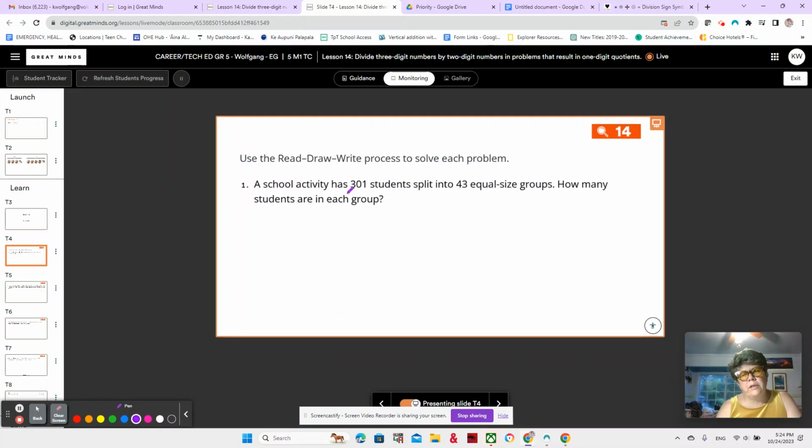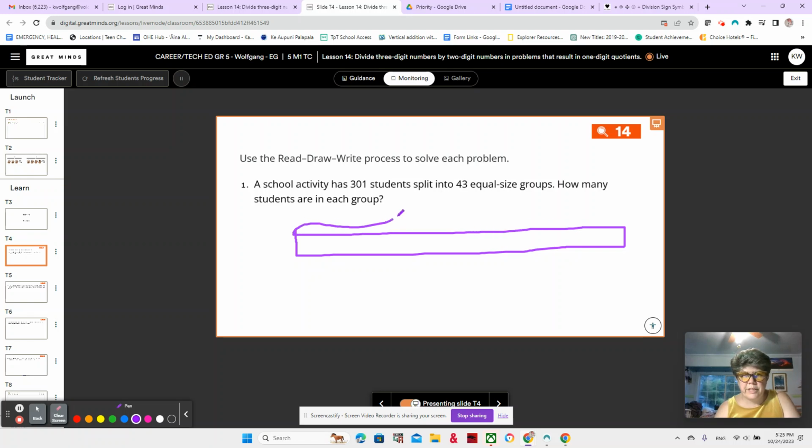So 301 students are split into 43 groups, right? So let's try a tape diagram. They can usually help us to visualize our problems. And when I check your work on your must-dos, I'm going to see drawings exactly like this because you are following along and taking notes.